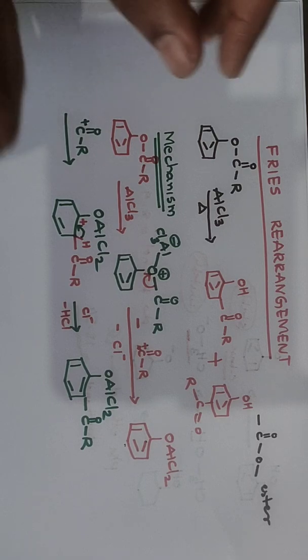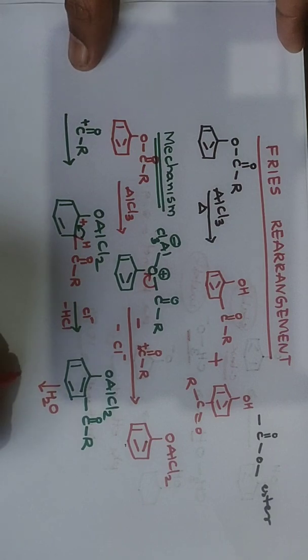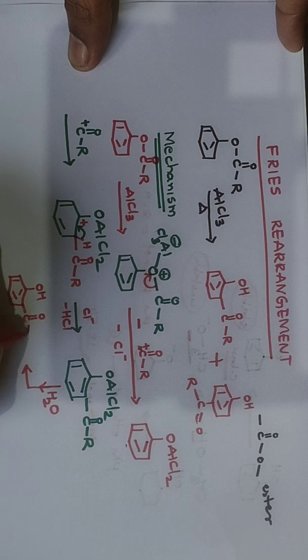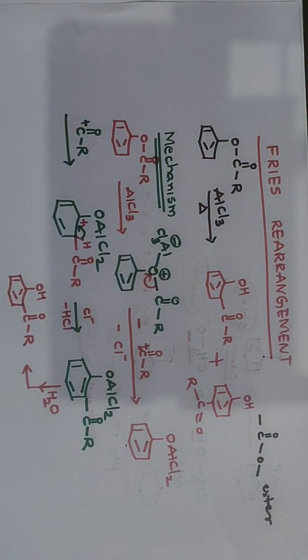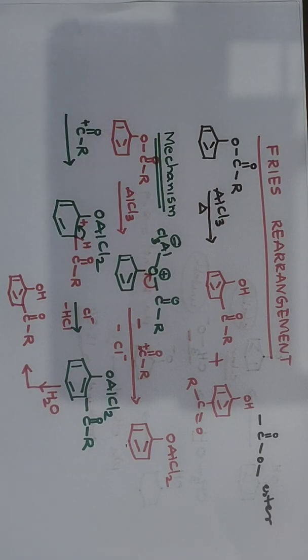Next, in the presence of water, you get this compound, OH, C double bond O R. So this is what you are going to get. Similarly, if the attack takes place at the para position, a similar mechanism will be followed to give the para isomer. So this is what actually happens in a Fries rearrangement. In the presence of AlCl3, this C double bond OR group migrates either to the ortho or para positions. This is what generally happens in a Fries rearrangement. Thank you.